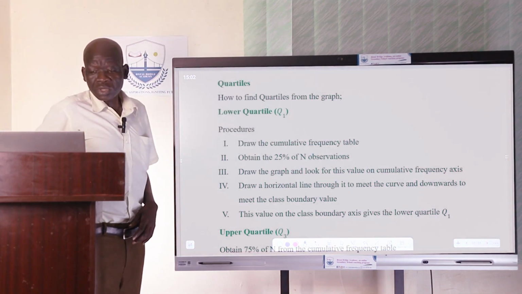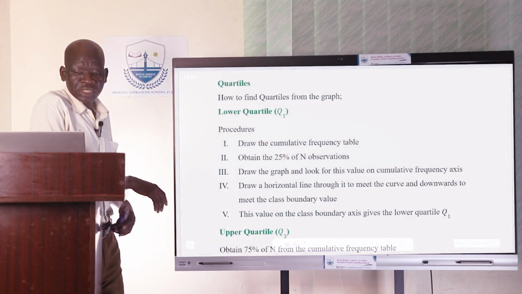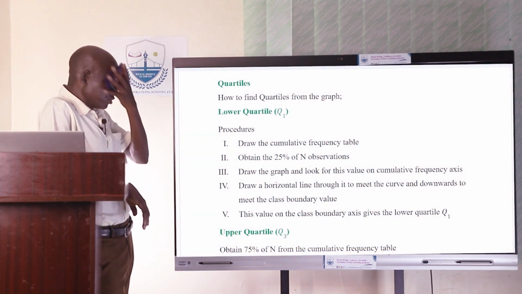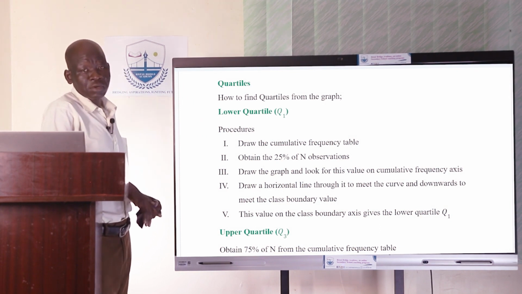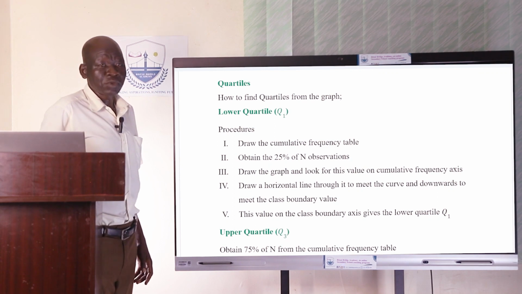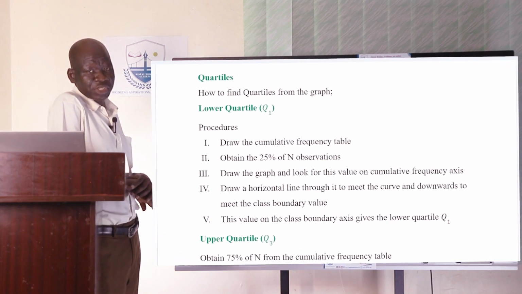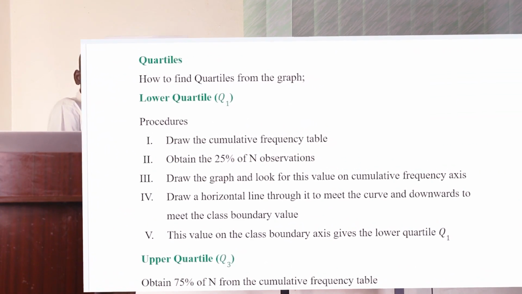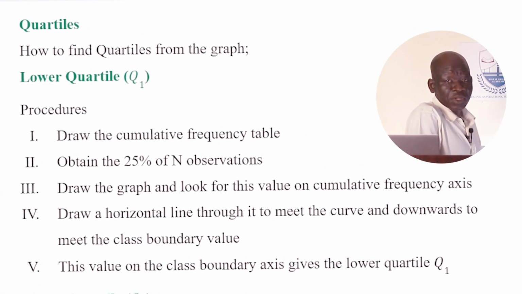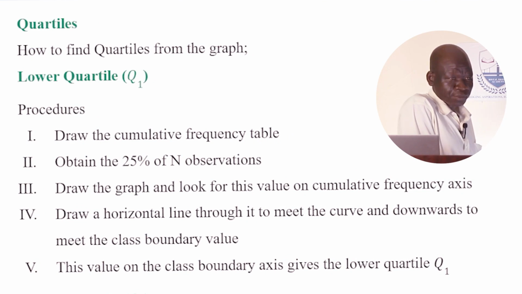Today we want to look at how we can obtain quartiles from the graph, or the graphical method of obtaining the quartiles. We are going to start by looking at the procedure on how we can obtain the quartiles on the graph, starting with the lower quartile.